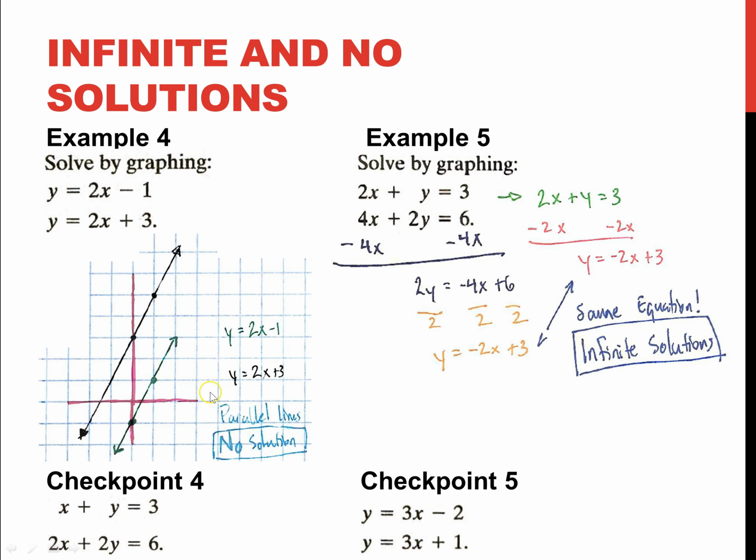Okay, so I want to go back to example 4. Example 4, I really didn't even have to graph it because they're both solved for y. I see they have the same slope. The coefficient of x is 2 for both of them. That means that if I have the same slope and different y-intercepts, I automatically know it is no solution. I do not have to graph them.